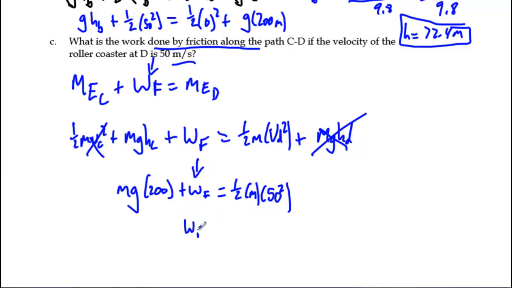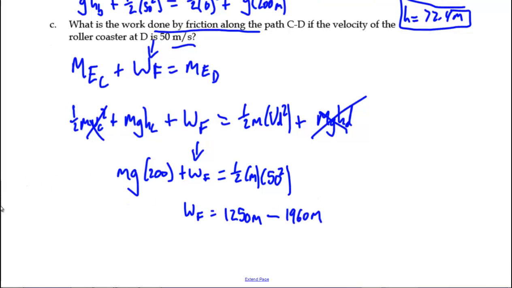So I have the work done by friction is equal to 1/2 mv squared right here. Well, 50 squared is 2,500, and half of that is 1250, so I have 1250 m minus, and let's see, g is 9.8. 9.8 times 200 is 1960, so 1960 m, and this looks familiar. This is equal to negative 710 times the mass, which we were told up above is 6,000 kilograms. This is going to be a really big number, 4,260,000 joules.